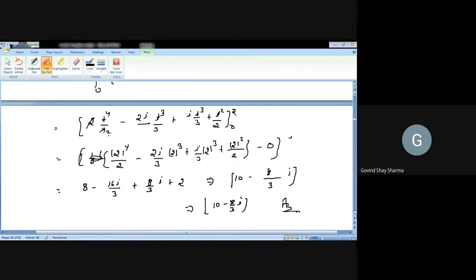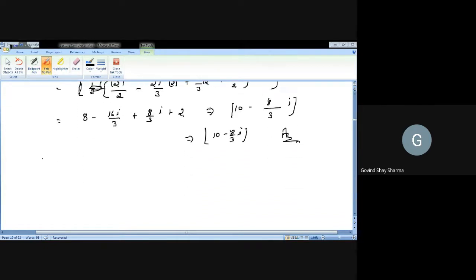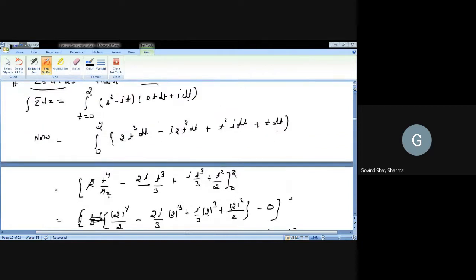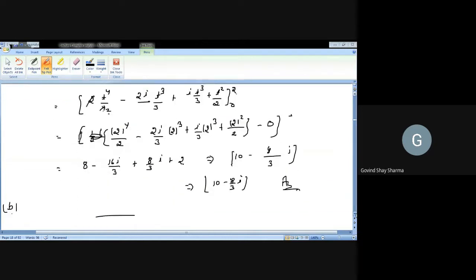Now the B part. Now we talk about the B part. Okay, explain it again. Let this be the z bar and this be dz. So after multiplication we get this. Integration of t to the power n dt is equal to t to the power n plus 1 upon n plus 1. We integrate and then write the upper limit and lower limit.